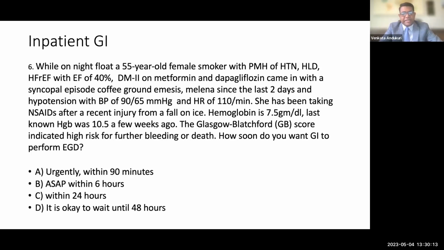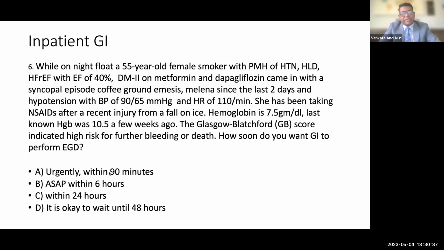She has been taking NSAIDs after a recent injury from a fall on ice. Hemoglobin is 7.5 grams per deciliter. Last known hemoglobin was 10.5 a few weeks ago. The Glasgow-Blatchford score, GB score, indicated high risk for further bleeding or death. How soon do you want GI to perform EGD?